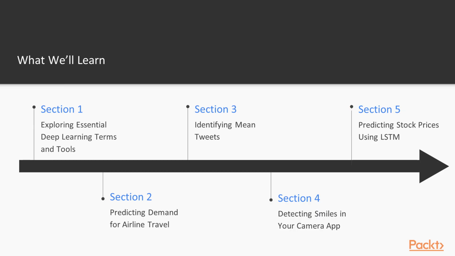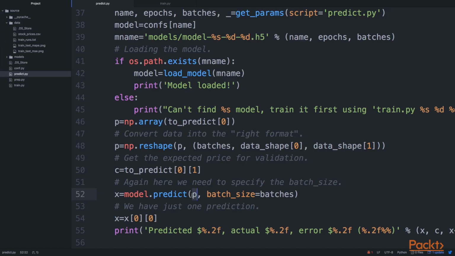And then in section 5, we end with a really challenging problem, which is predicting stock prices using long short-term memory networks. This is challenging for various reasons, and in this section we'll explore all that and how we can solve those problems to actually get some results.